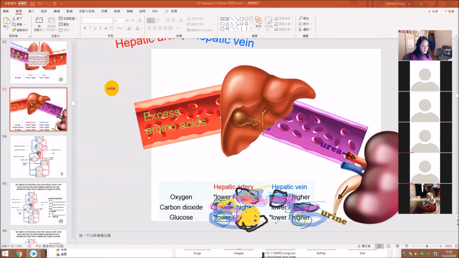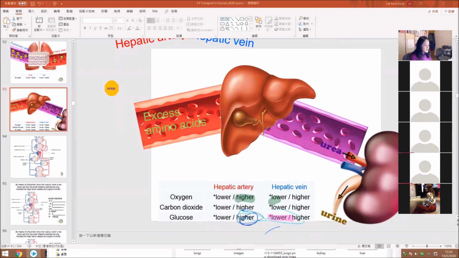Okay, it seems that you have difficulties with the glucose part. Try to circle the glucose part again. We have glucose here. And then there will be less glucose at the end. Okay, yeah, so let me clear the marks.